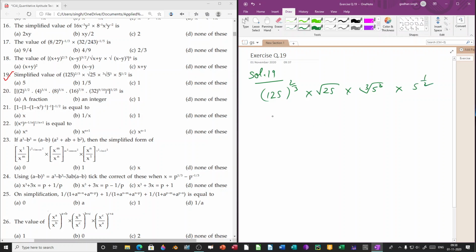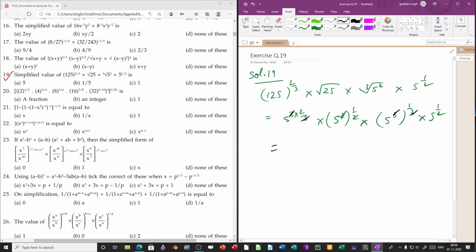So this can be written as equal to the prime factors of 125, that will become 5 cube, and we have over that power 2 by 3, so 5 cube into 2 by 3, and root 25 is 5 square, and if you put the power here it will become 1 by 2, into 5 cube raised to the power of 1 by 3 into 5 raised to 1 by 2. So here 2 and 2 will be cancelled out. Similarly here 3 and 3 will be cancelled out. Here also 3 and 3 will be cancelled out.